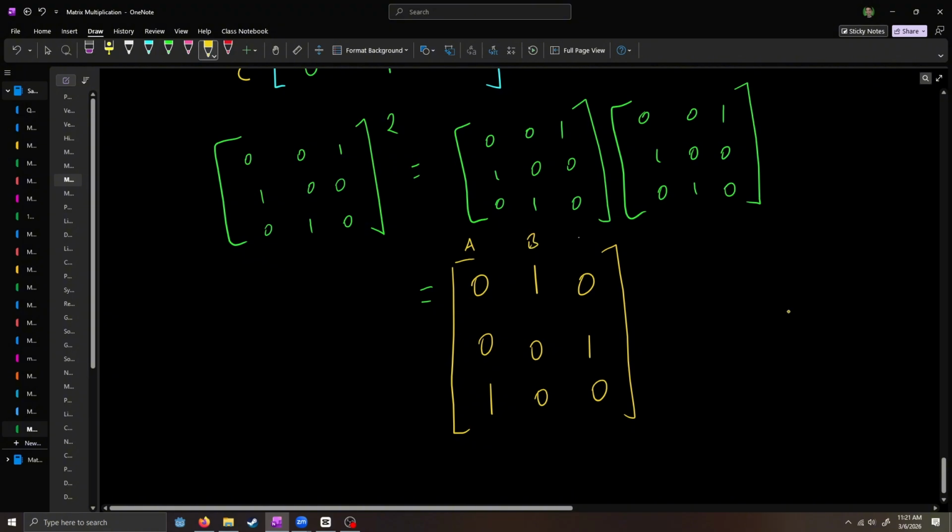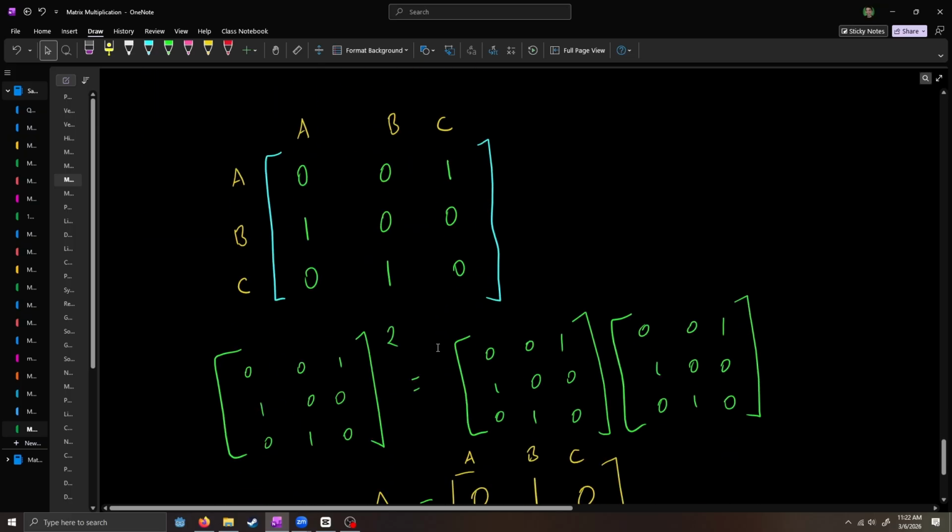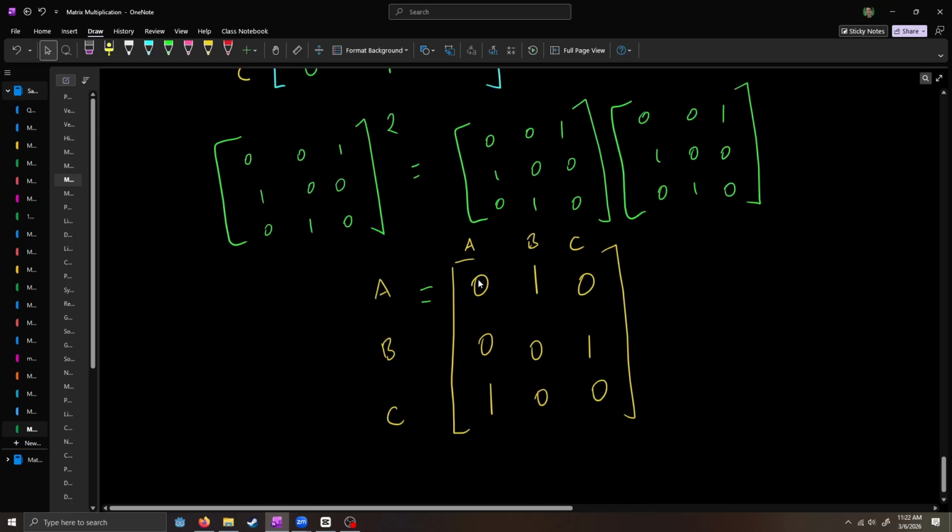Now, for example, there is an entry of 1 connecting column A and row C. And what this is communicating is that you can get from A to C via a path of length 2. You can get from A to C if you follow this path first and this path second. So raising the connectivity matrix to the second power allows you to see that path of length 2 between these two nodes.